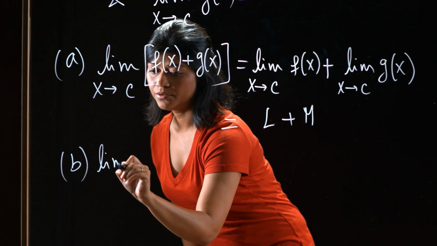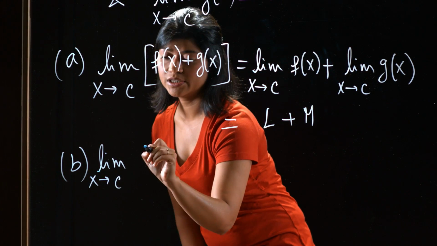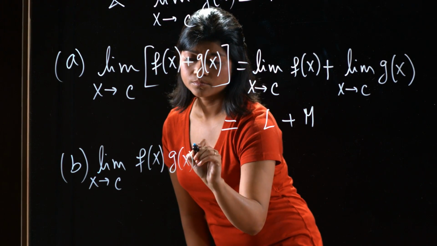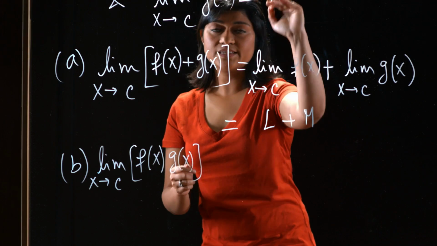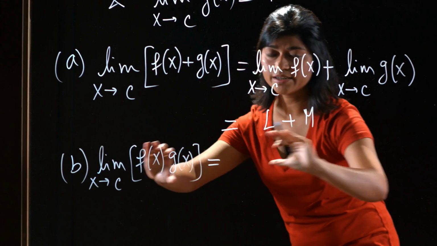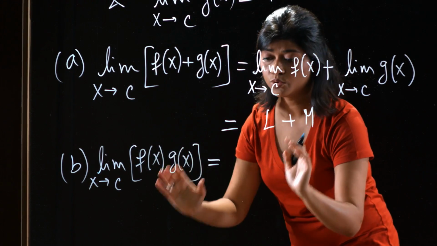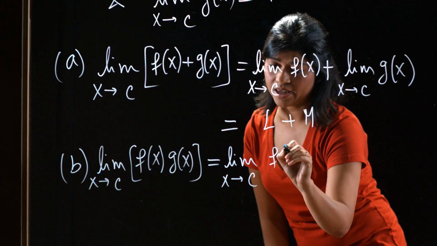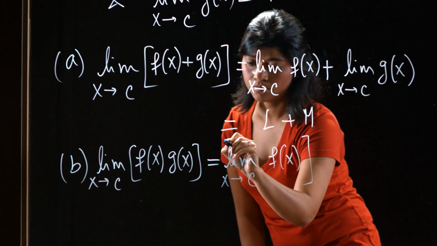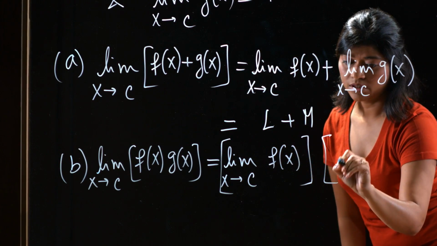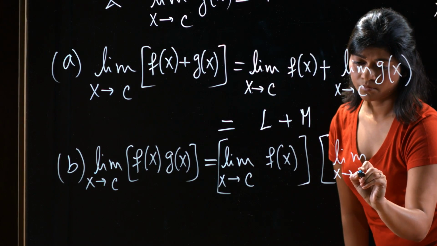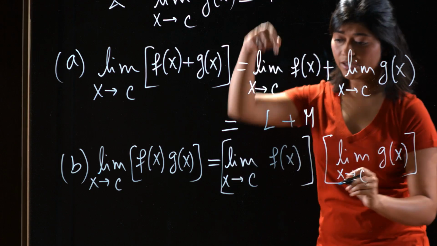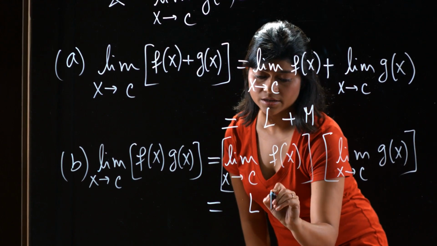So when you have the limit as x approaches c and you want to figure out f(x) times g(x), again, both of those limits exist already. Then you can split it into a product of two separate limits. So you will have the limit of f times the limit of g. And if you plug in their values, this is just L times m.